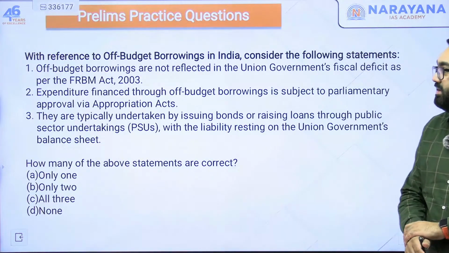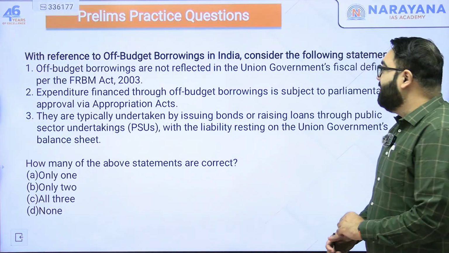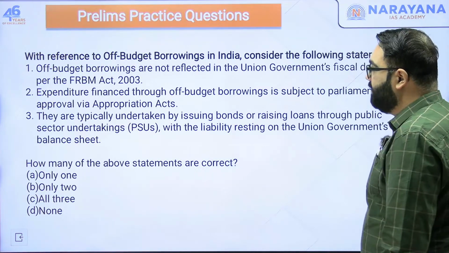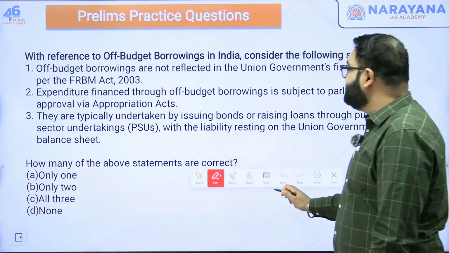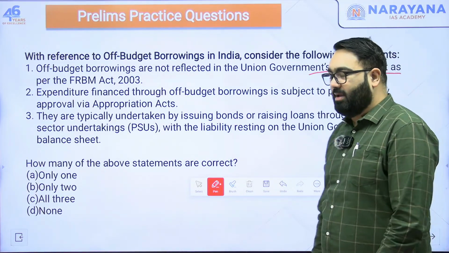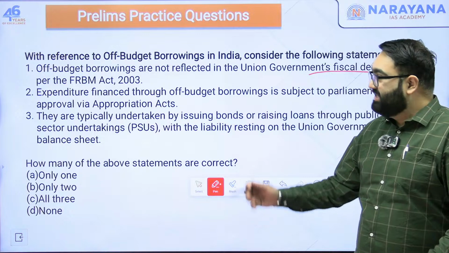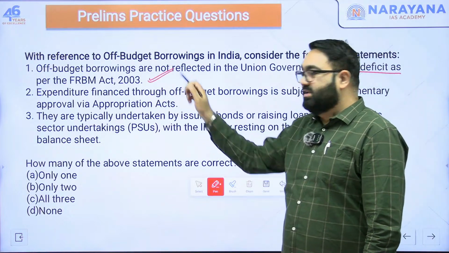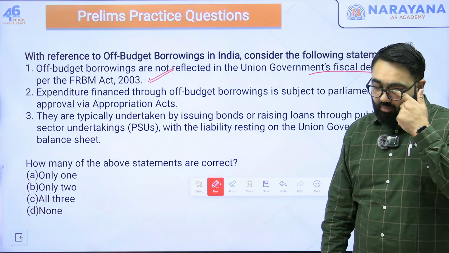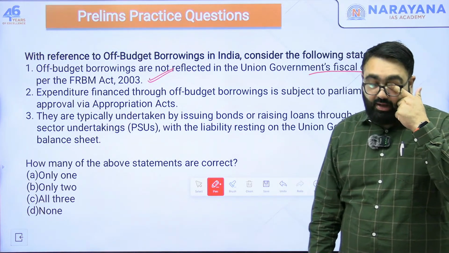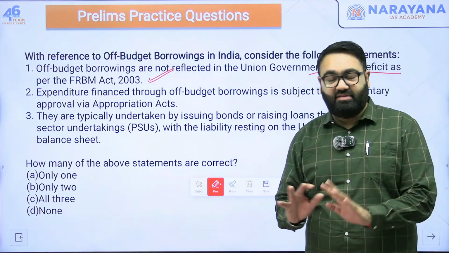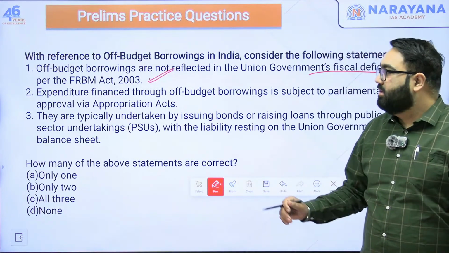Okay, let's see. With reference to off-budget borrowings in India, consider the following statements. Number one, off-budget borrowings are not reflected in the Union government's fiscal deficit as per the FRBM Act of 2003. Exactly what we have been discussing. This is the entire agenda of the government in using the concept of off-budget borrowing, so that they don't have to show it under the FRBM Act and they can have a clean slate and say that, see, we are not spending so much money.